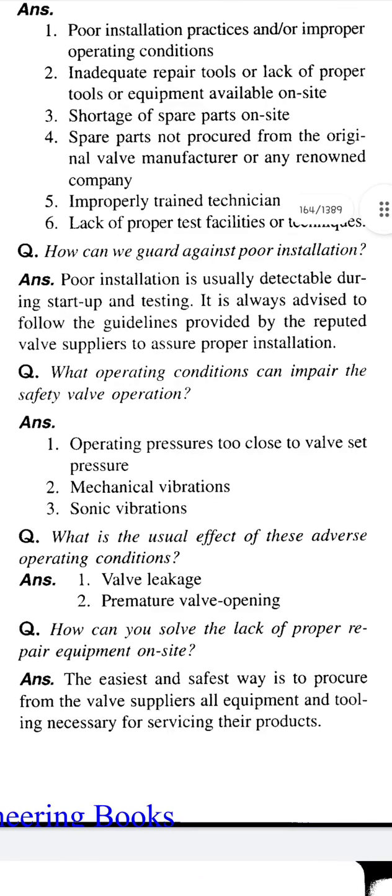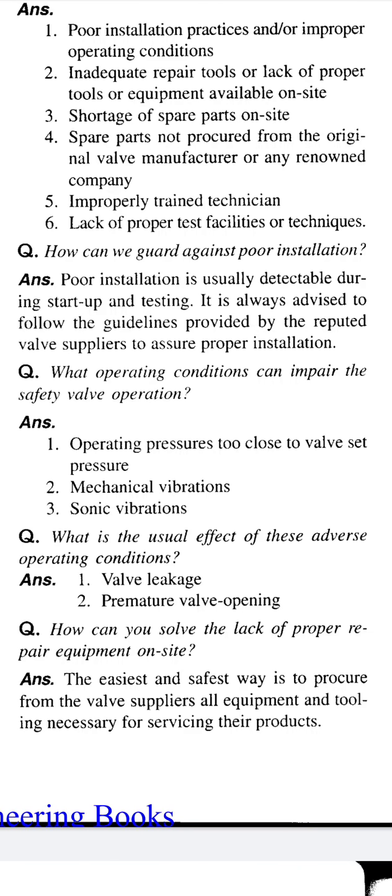Question: how can we guard against poor installation? Answer: poor installation is usually detectable during startup and testing. It is always advised to follow the guidelines provided by the reputed valve suppliers to assure proper installation.